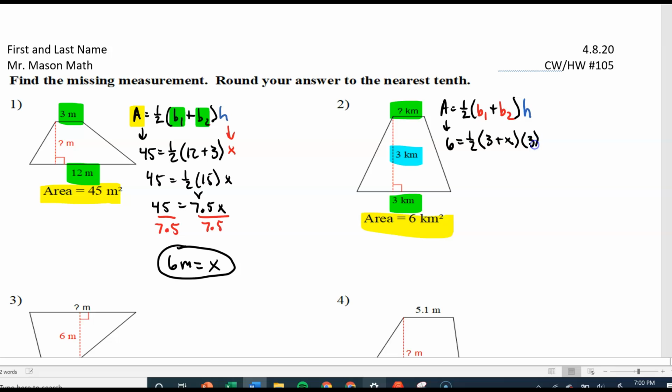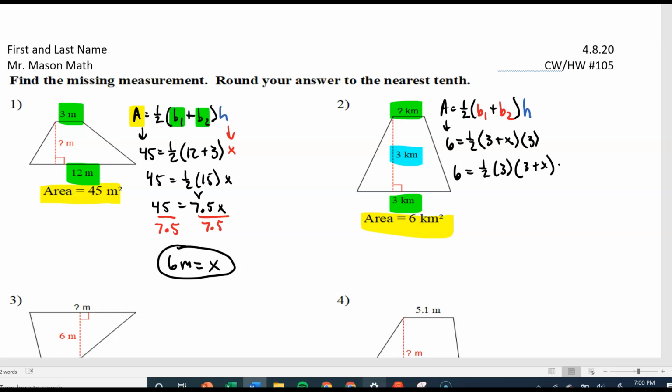All right, so now it does not make sense for you to distribute 1/2 to 3 and 1/2 to x. That might give us a crazy problem here. So let's flip-flop the 3 and the 3 plus x. So 6 is equal to 1/2 of 3 times 3 plus x. What is the property called when we can flip-flop the order of multiplication? The commutative property, right? You can change the order. That's the commutative property of multiplication. So again, taking half of 3 gives you 1.5. So 6 is equal to 1.5 times 3 plus x.